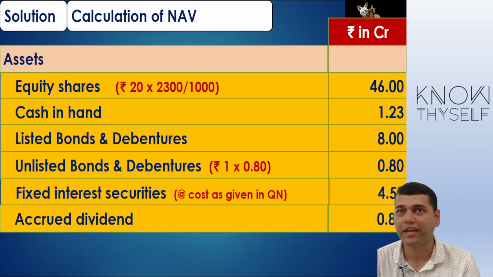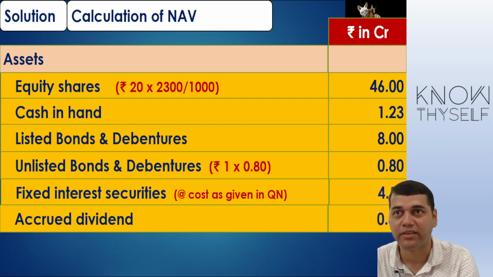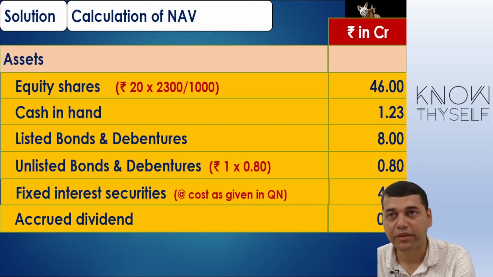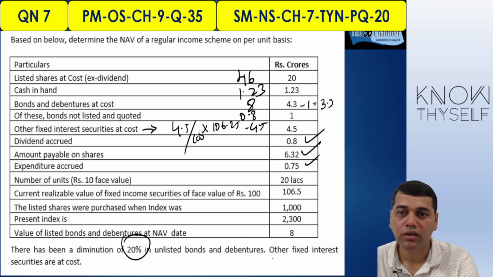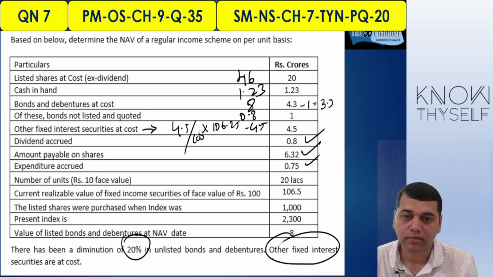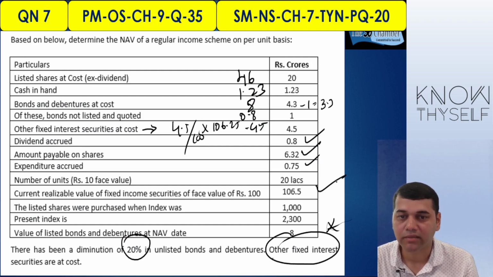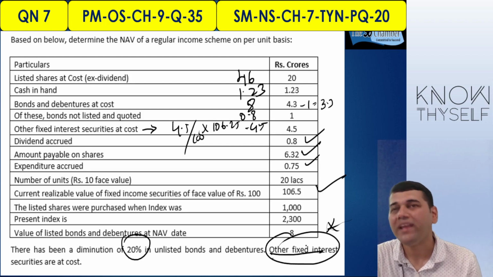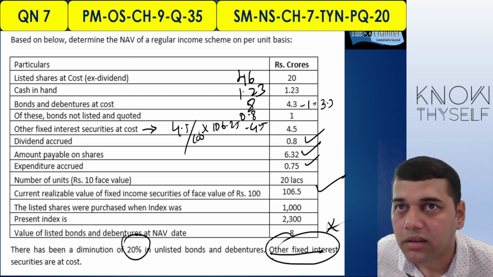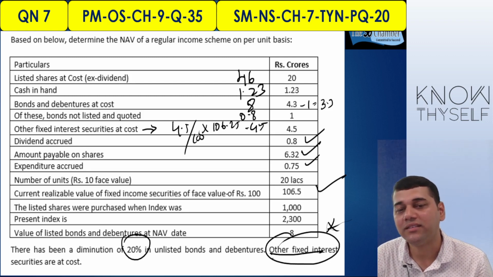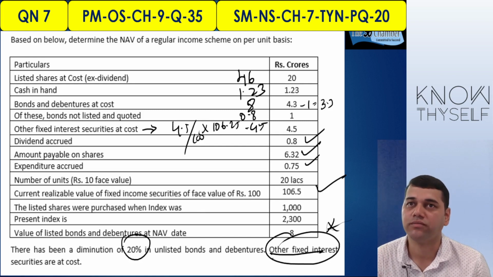I'd say be careful in the exam. Look at what they are going to give. If at all they give you the same sentence there... If you see the previous question, they didn't give you this sentence. In the previous question, this sentence was not there. Correct? Why would they give it extra? They want you to assume that the fixed securities are at cost.